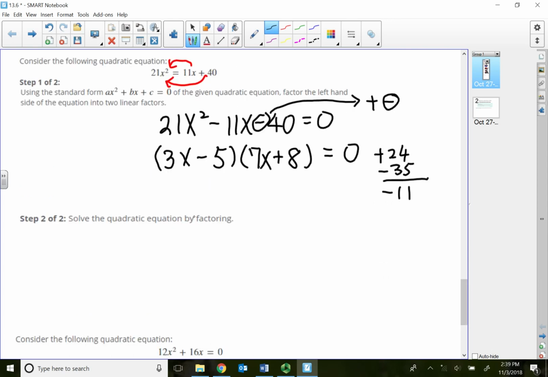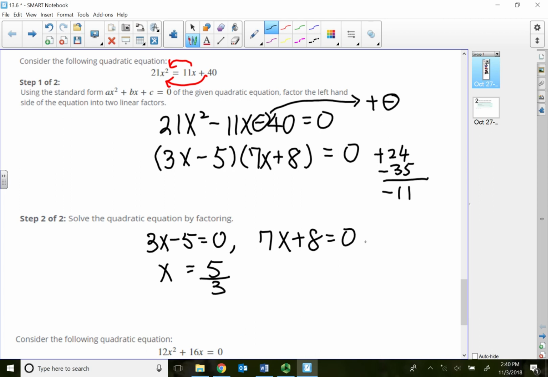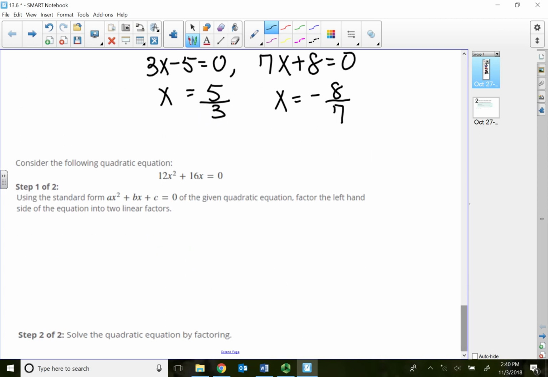Now step number 2, set each factor containing the variable x equal to 0. Move the negative 5 over. It becomes positive 5. Divide both sides by 3, so x is equal to 5 over 3. Move this positive 8 over, that will be negative 8. Divide both sides by 7 next, that will be negative 8 over 7. That's my 2 answers.